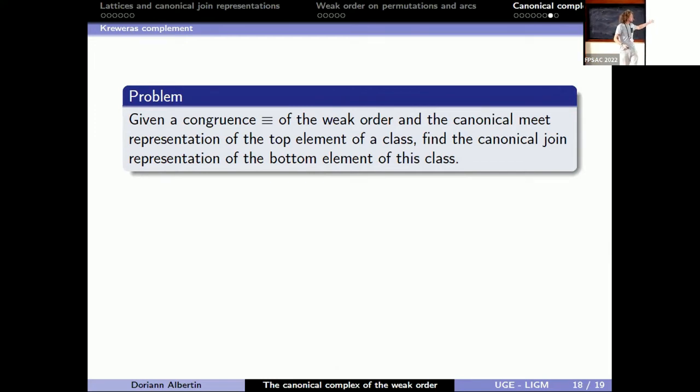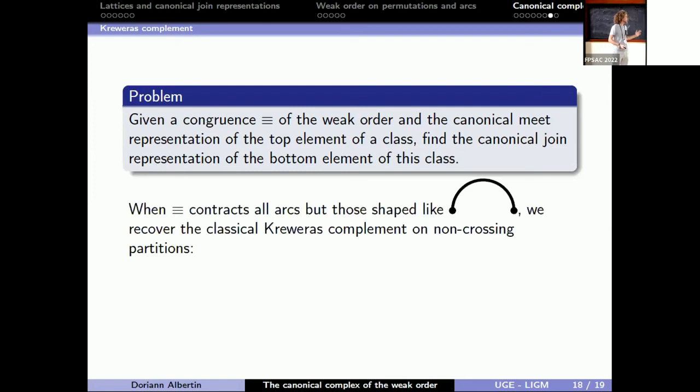So we managed to compute this with an algorithm that I would not detail here. I just point out what's the connection with the Kreweras complement, because it's not obvious. You just have to pick the right congruence. The right congruence you have to pick is the one that contracts all arcs but those shaped like this. It is the Sylvester congruence. The associated quotient lattice is the Tamari lattice. And in this case, this problem is solved by the classical Kreweras complement on non-crossing partitions.